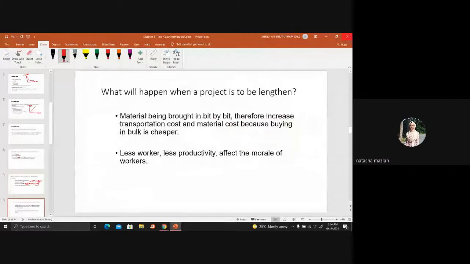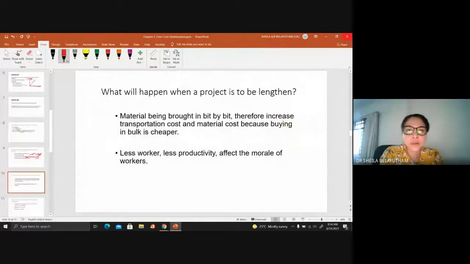All right, so next, what will happen when a project is to be lengthened? Because when we are talking about time cost optimization, there are circumstances where you might shorten the project, or you might also lengthen the project. Okay, so there are two ways of looking at the duration. So it depends on what the client wants and what is the optimized duration for the project.